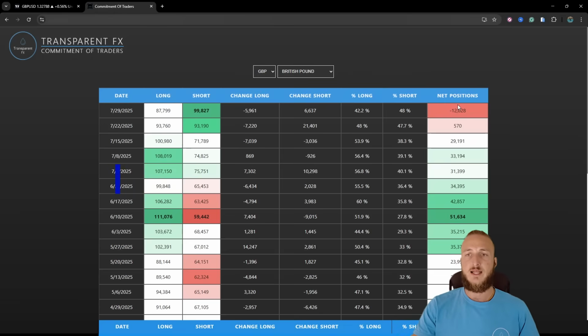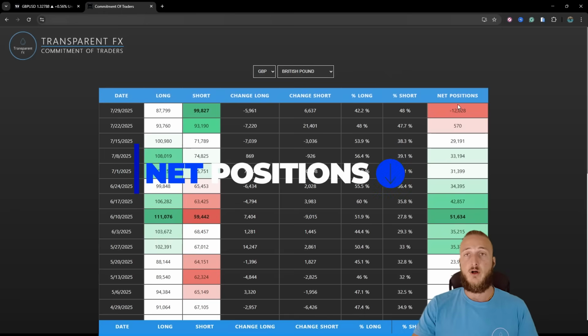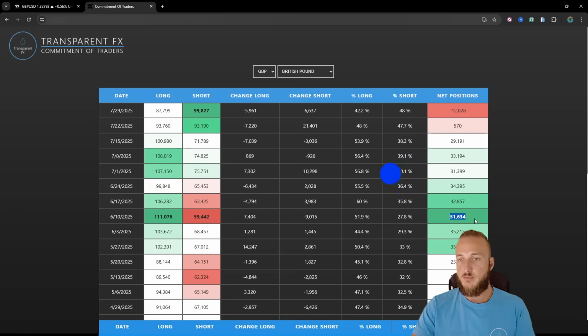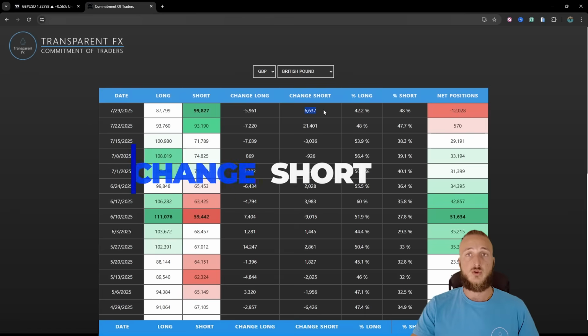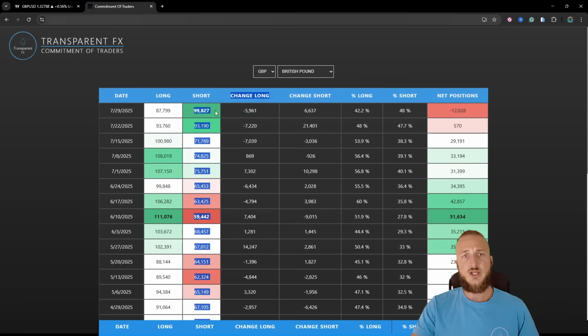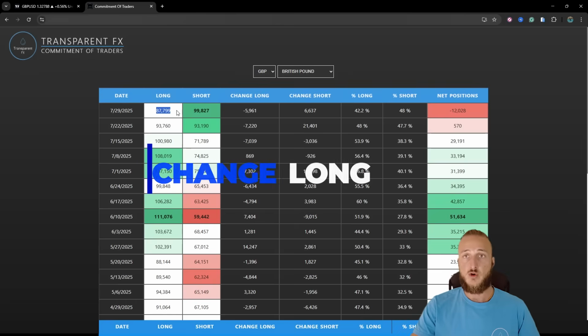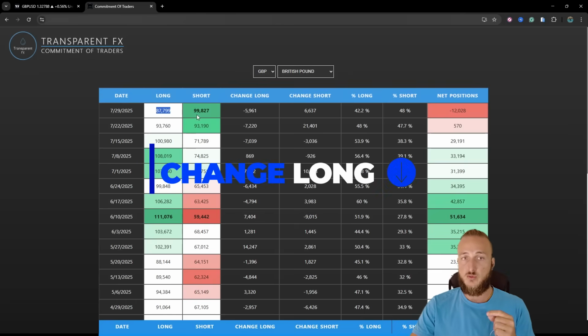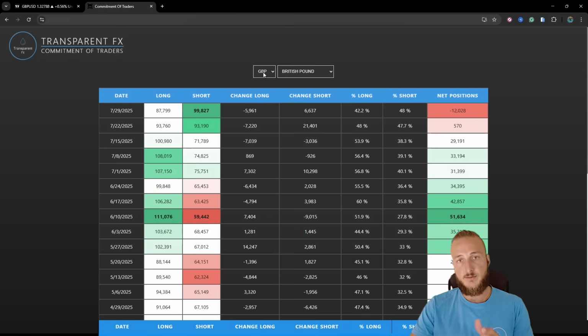And what we can see is that with the last reports, the net positions have fallen drastically. We went from having 51.6K net positions, so a very positive net positioning with way more longs than shorts, 111,000 longs compared to only 59,000 shorts, all the way down to now having a negative net positioning with minus 12K net positions, with 6,600 shorts added just with the last report, 5,000 longs getting closed, reaching 99.8 thousand shorts compared to only 87,000 longs. So we went from having, again, more longs than shorts to more shorts than longs from an institutional perspective on GBPUSD.